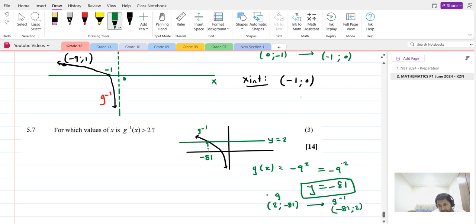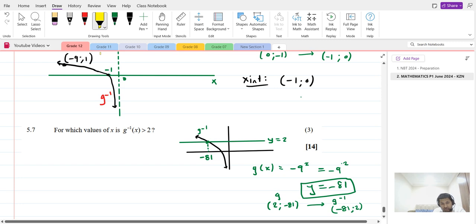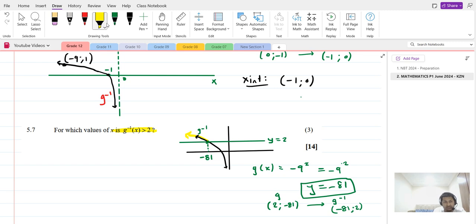We can clearly see the y value is 2. Now we want greater than 2. So is all those points for which values of x, right? So we want all these answers. So what's the answer? X is less than negative 81.